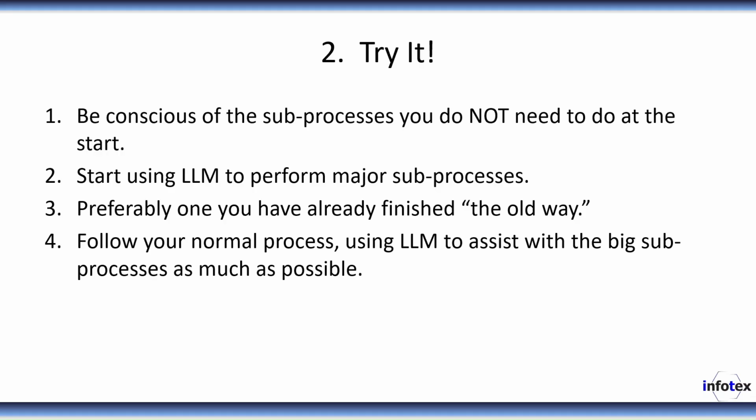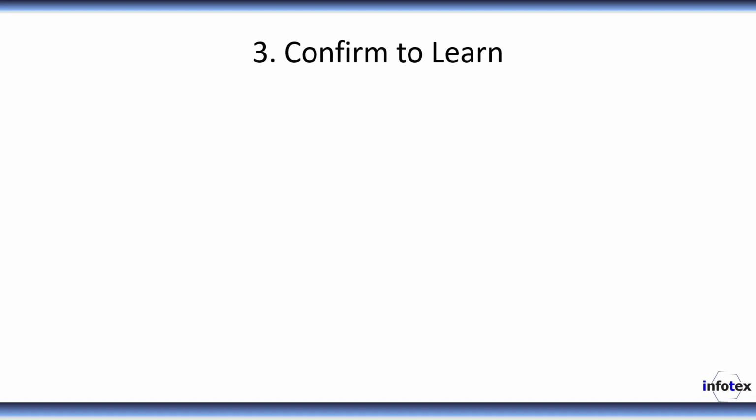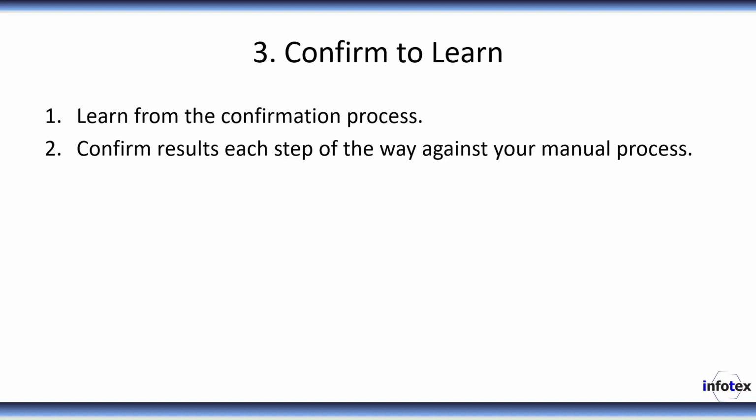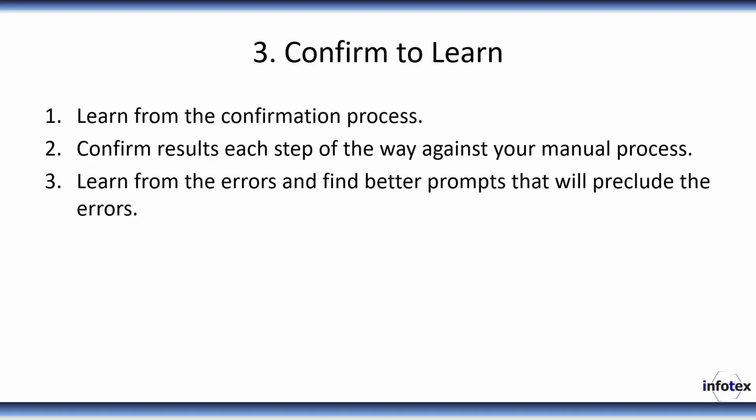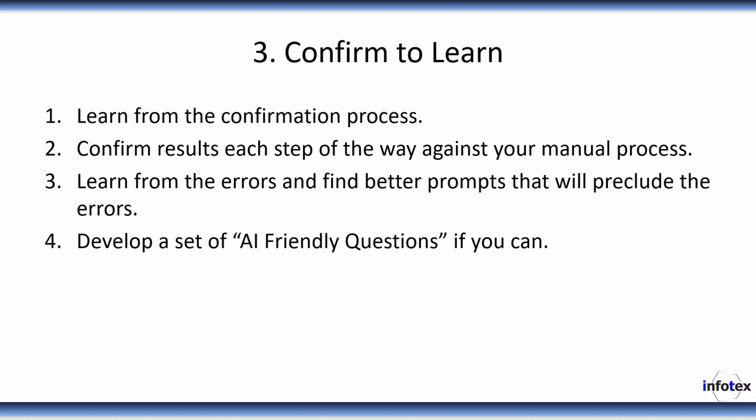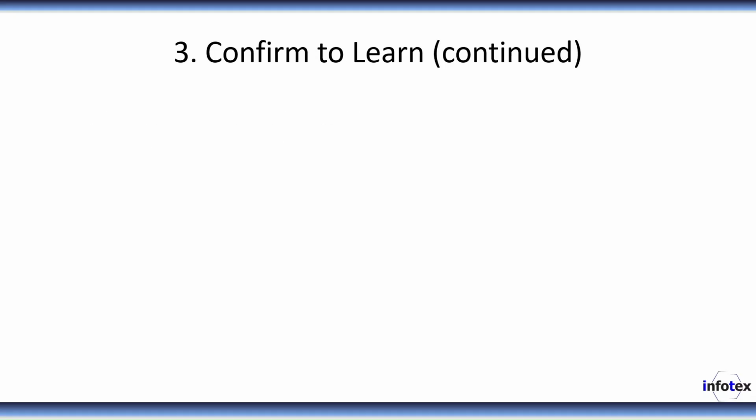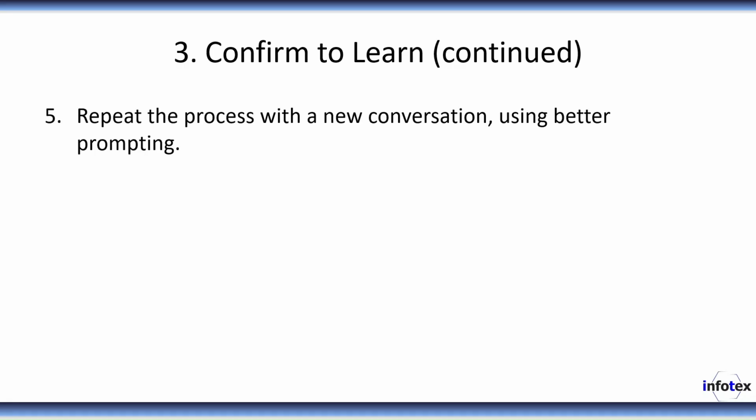But following trying it is to confirm to learn. Learn as you review the results. Again, compare results from manual processes. See where errors happen or if there are issues that would even preclude the use of AI in certain sub-processes. And then take your existing manual checklists and make them into AI-friendly questions and try those. And repeat this using a new conversation in Copilot. Starting a new conversation helps remove past inputs and focus on what your new prompt is trying to accomplish.